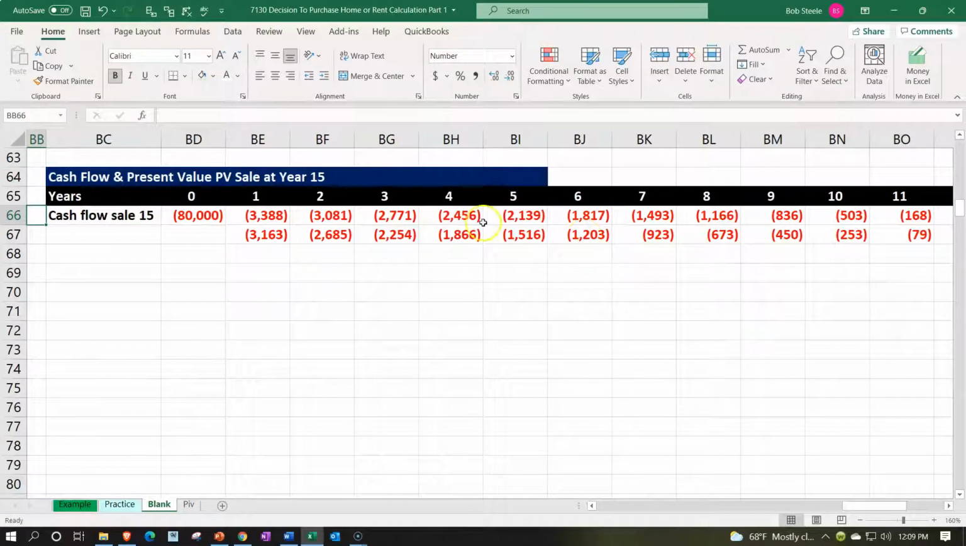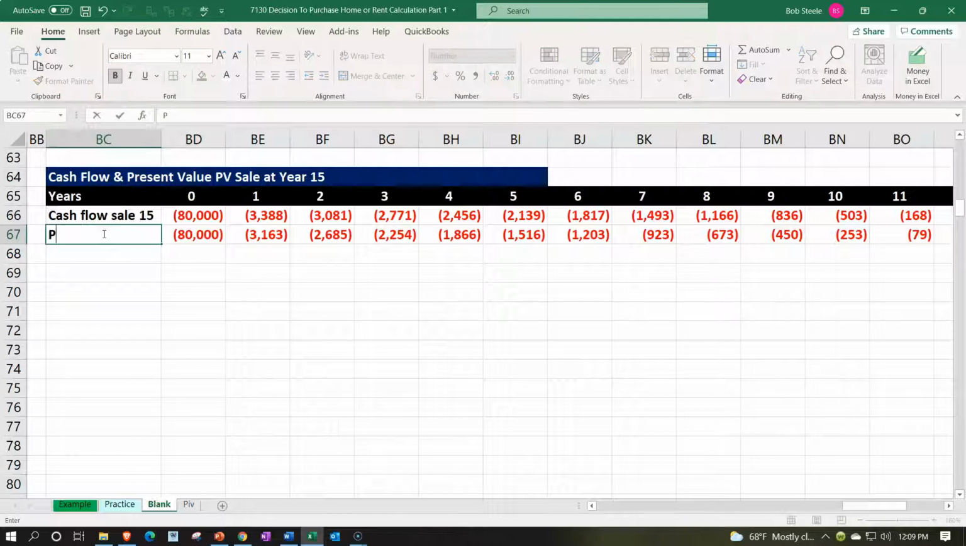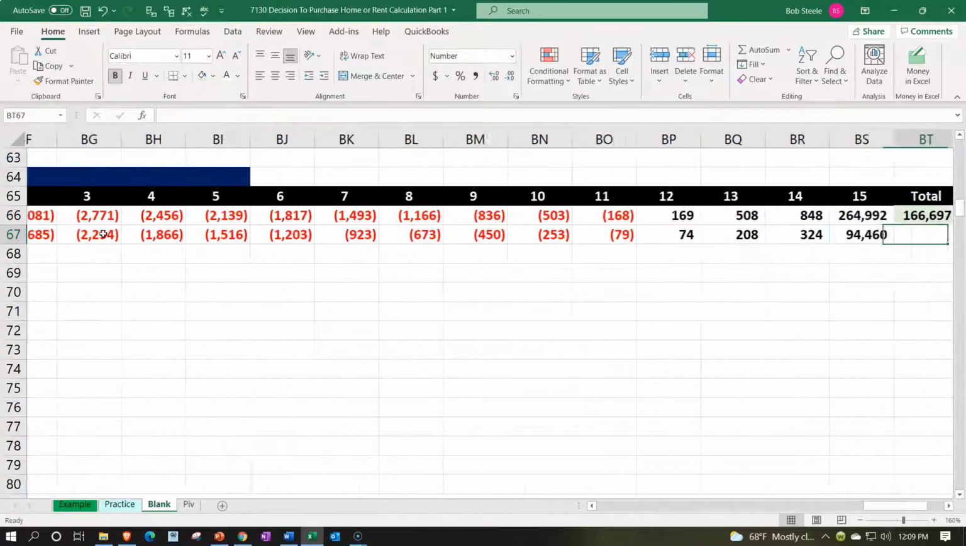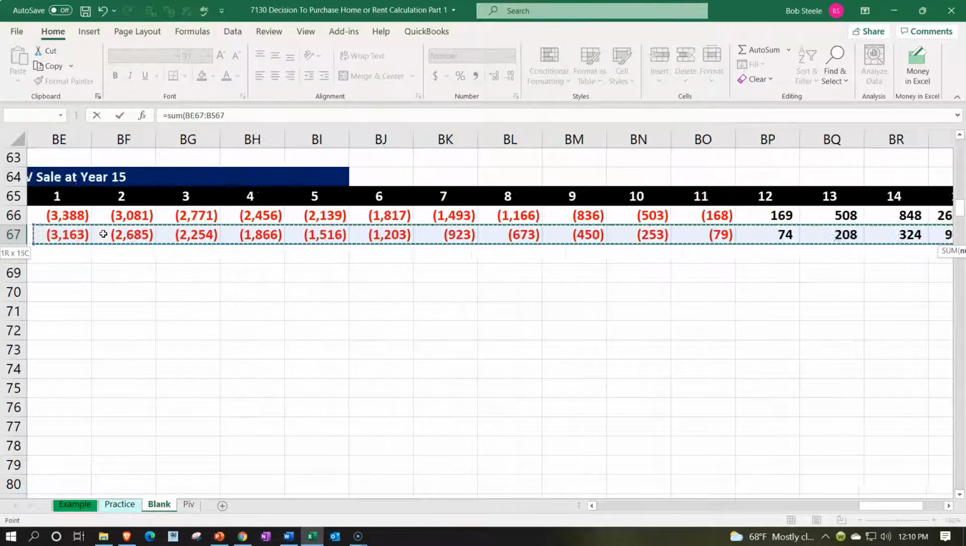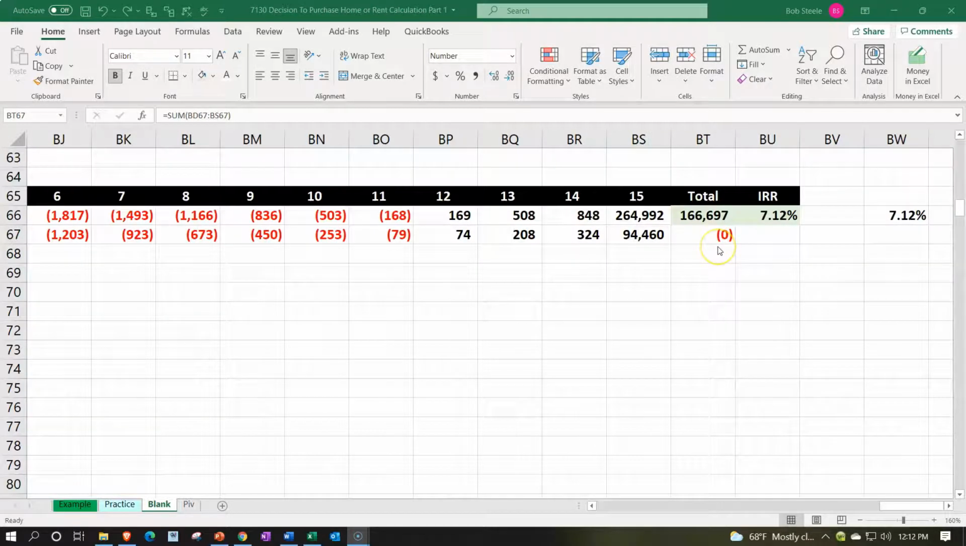We can copy it one place over to the left, but it'll get to the same number because it's the 80,000, and obviously that's at period zero, so no change. So this is our present value PV calculation. Then we can sum that up, basically the present value dollars here, summing this up, and it comes out to be zero. Now that zero doesn't mean that we didn't make any money through this time frame. It means that we got the return of the 7.12 in essence. That's the rate at which this series of payments is zero.